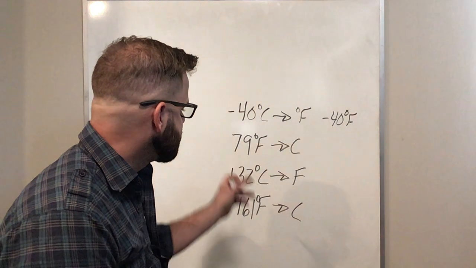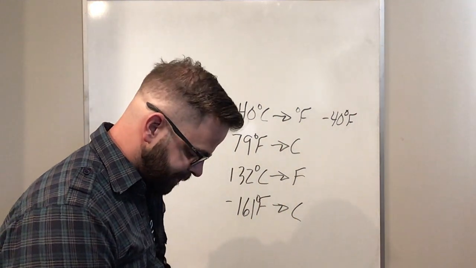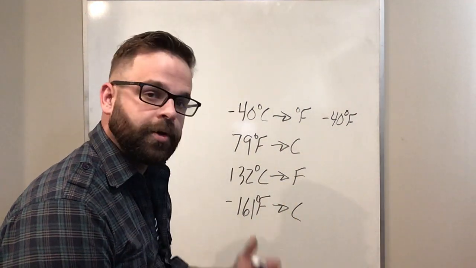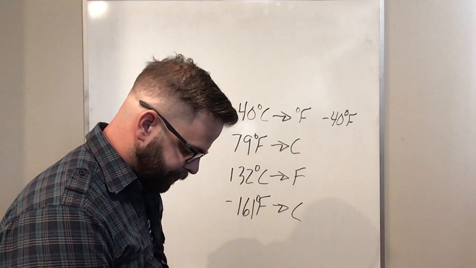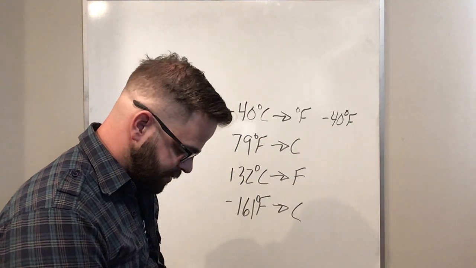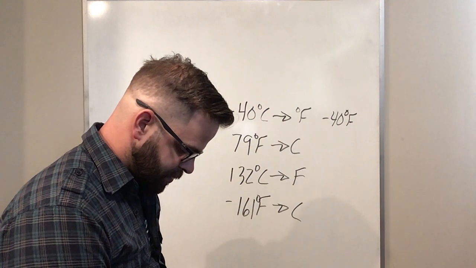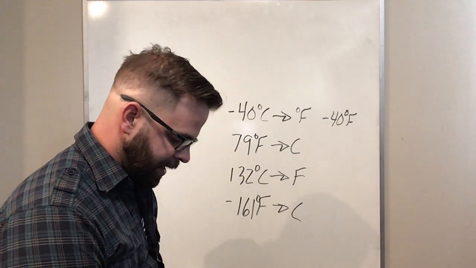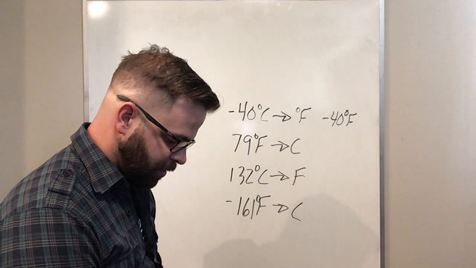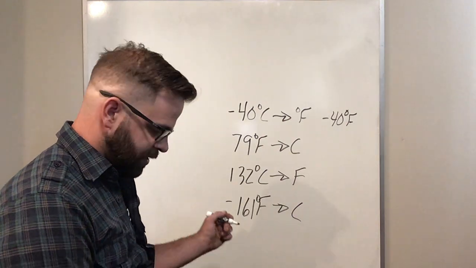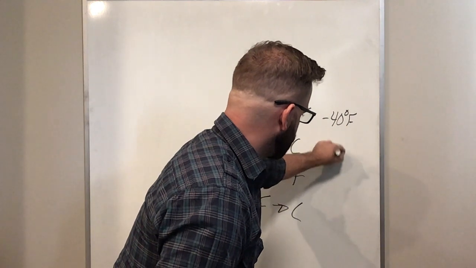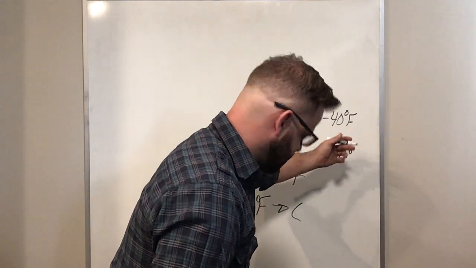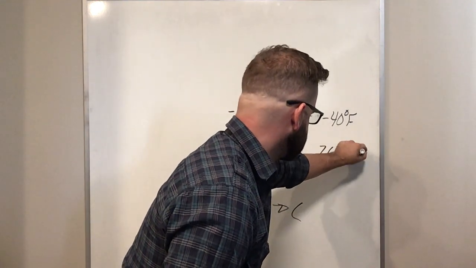So let's look at 79 degrees Fahrenheit now. So we have 79, and now we're going the opposite way. So we subtract 32, and we multiply it by 5/9. And remember, we're going for a smaller value, and we get a value of 26.11 degrees, and it is repeating, degrees Celsius.